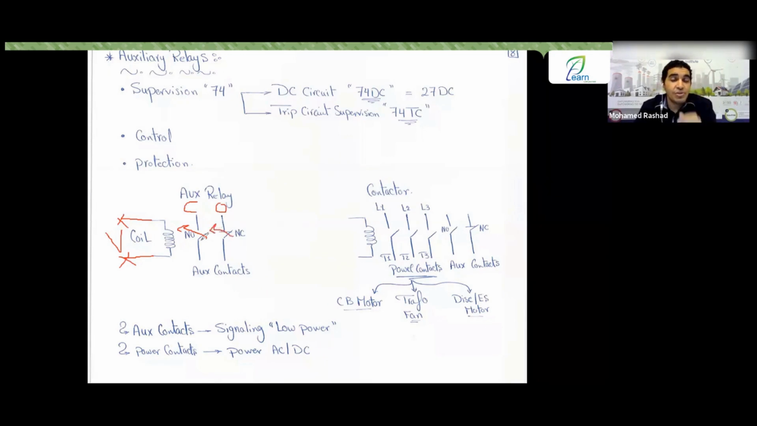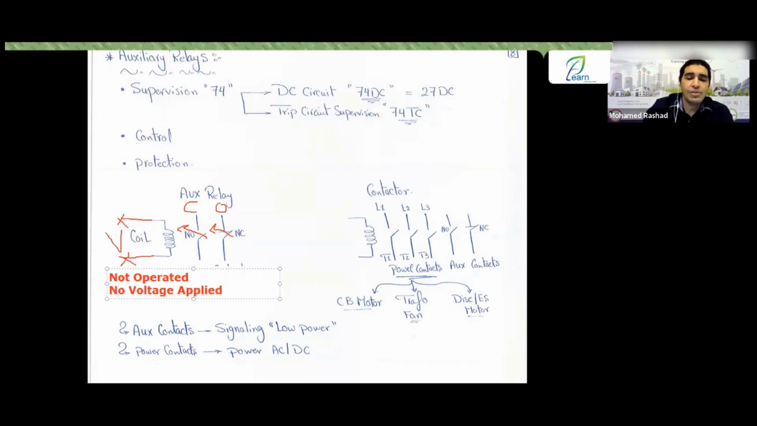So the word normally refers to the natural state of the auxiliary relay. The natural state of the auxiliary relay is called, focus with me, I'll write it down so you remember it: not operated, meaning it's not working, or no voltage applied to its coil, or let's say it's de-energized. What does de-energized mean? It means nothing is energizing it, nothing is activating it. Any of these terms refer to the same context. So when I tell you this contact is normally open for the auxiliary relay, you should immediately understand that it's normally open when the auxiliary relay is de-energized, not operated, or there is no voltage applied to its coil.